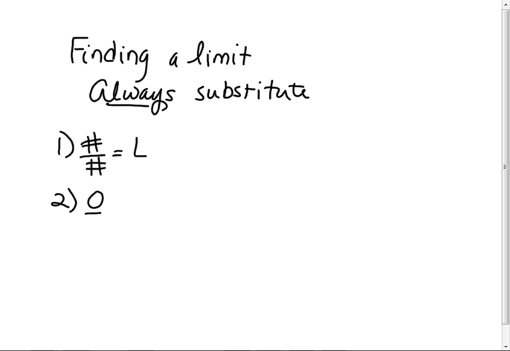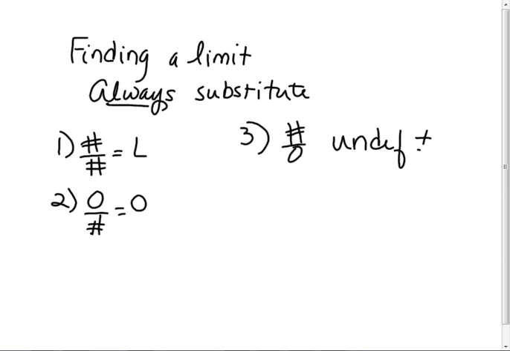I get 0 divided by a number. Remember, you always have to substitute. And if you don't show the 0 divided by the number or the 0 over 0, you will not get the point. That's 0. I can do this one. A number divided by 0. Emily, what's that going to give me? Not 0. Undefined. Actually, it's going to be plus or minus infinity. And the last thing is 0 over 0. That's the one I don't know what it is. It's indeterminate.